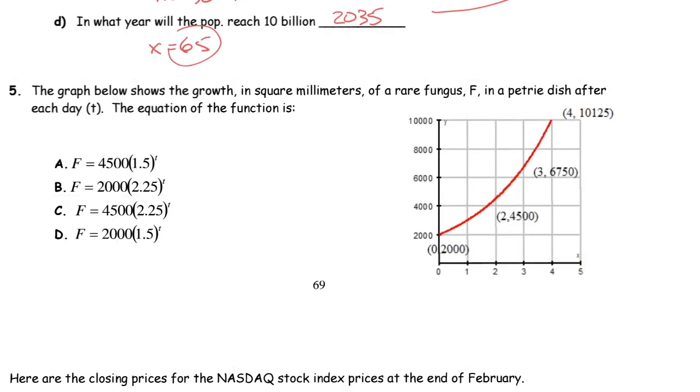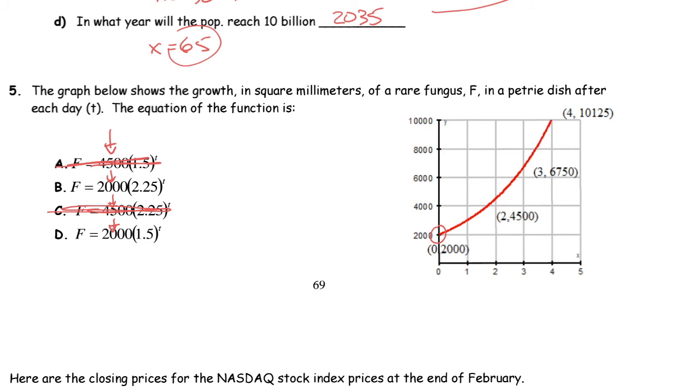This one says the graph below shows the growth in square millimeters of a rare fungus, F, in a petri dish after each day T. We just have to match the equation of the function to what we're seeing here. Remember that the A value corresponds to the y-intercept, and the y-intercept here is clearly 2,000. So it can't be A, it can't be C. So it's got to be either B or D here.